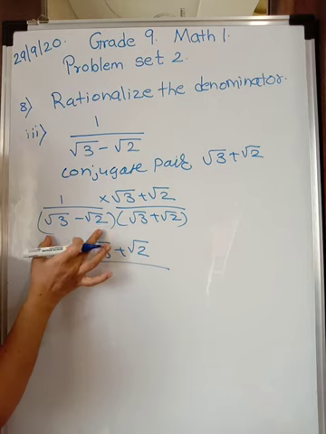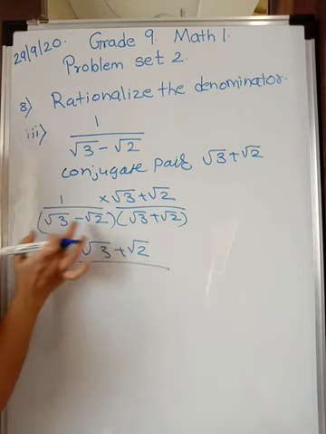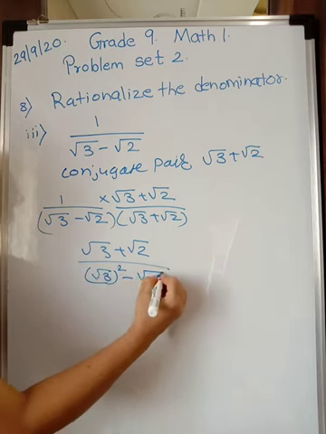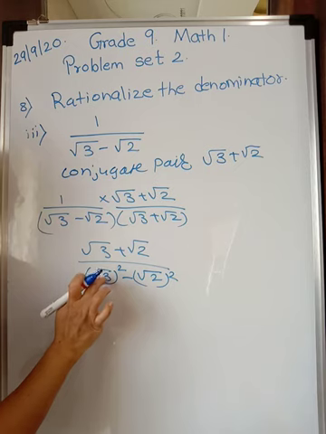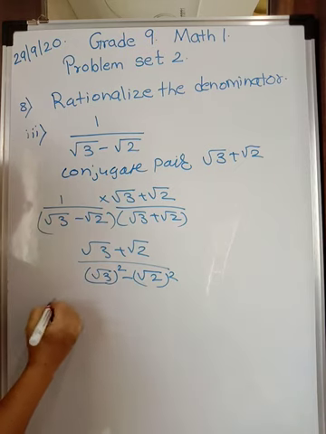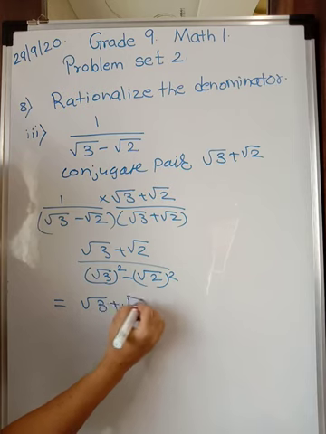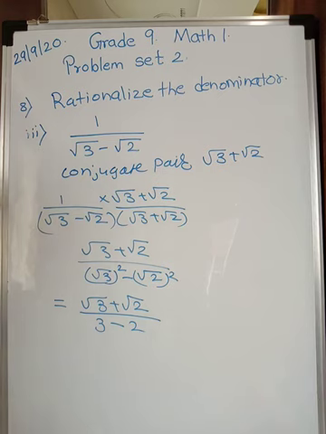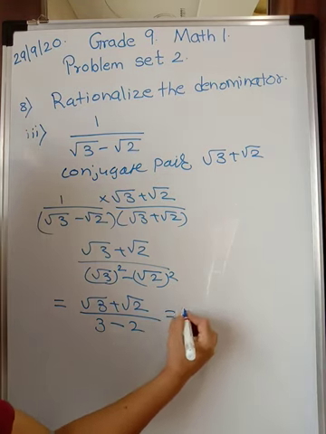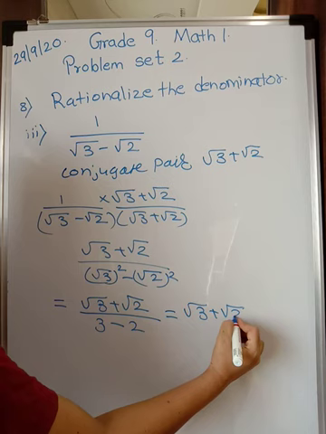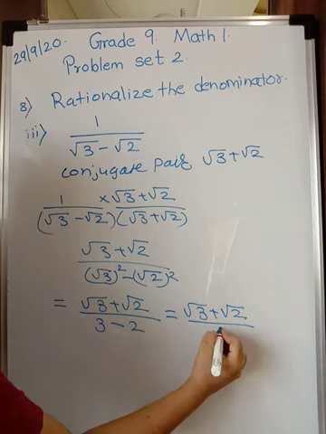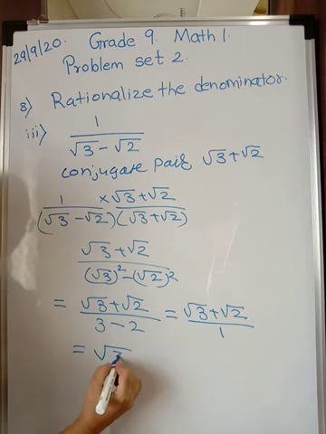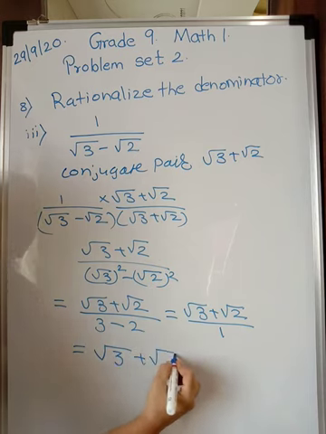Upon a plus b into a minus b. A plus b into a minus b is a square minus b square. So your a is root 3, squared, minus your b is root 2, squared. Okay. So what you have? You have root 3 plus root 2 upon root 3 square is 3, root 2 square is 2. Are you getting? So this is equal to root 3 plus root 2 upon 3 minus 2 is 1. Anything upon 1 is the same number. So what is your final answer? It will be root 3 plus root 2.